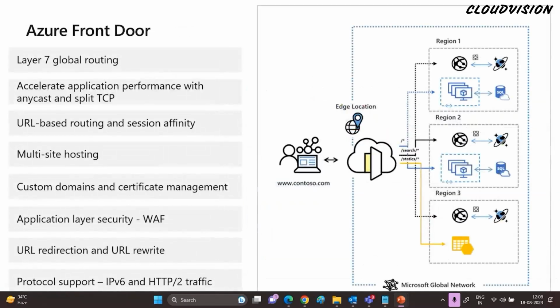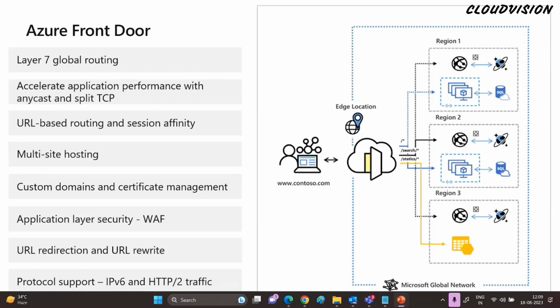Next, we have Azure Front Door, another load balancer. Again, this is also a layer 7 load balancer, but the difference is this time it's a global load balancer. Here we are talking about the workload which is being distributed across the globe. And it's one of the commonly used load balancers in the market. Microsoft itself uses this service for their internal users.